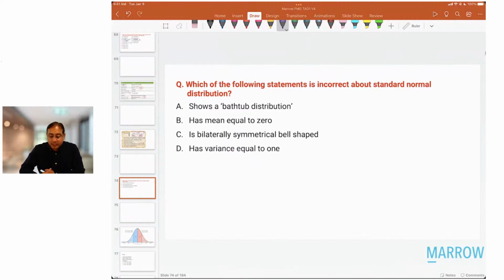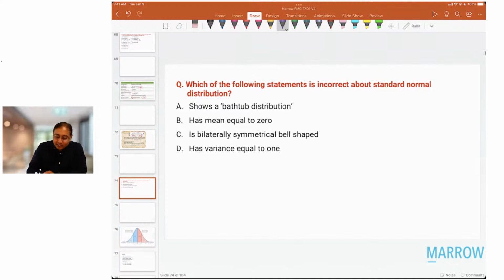Which of the following statements is incorrect about standard normal distribution? Sorry for my cough. I've got a bad throat. I think everybody is getting that. I had been sick for the last few days, you can say 1 or 2 days. Anyways, which of the following statements is incorrect about the standard normal distribution?